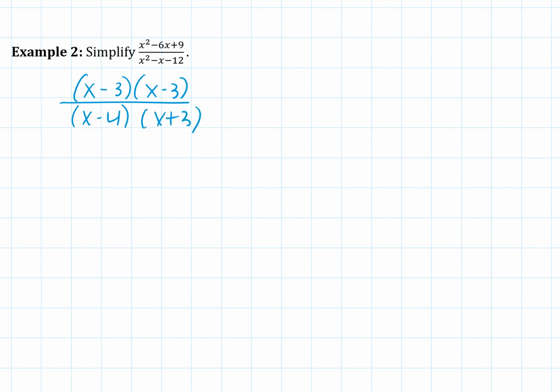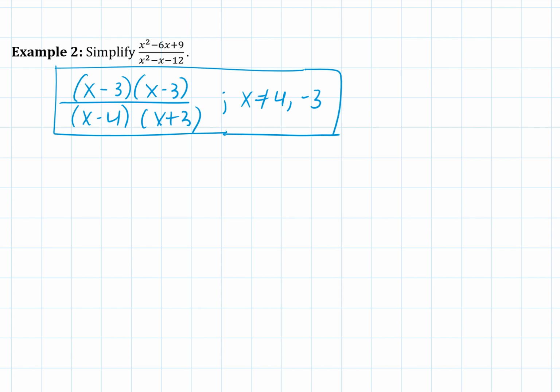But this time, you don't see any of the same factors in the numerator and the denominator. So in fact, this expression cannot be simplified. We can name the discontinuities. X can't be 4 or -3. That is the same thing as saying there are discontinuities at x equals 4 and x equals -3, because you can't divide by 0. But this expression cannot be simplified since there are no factors that you're multiplying by in both the numerator and the denominator.